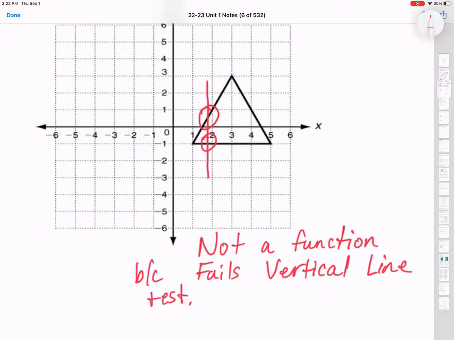Now, what I would love for you to do is pause the video and ask yourself, why does the vertical line test work? What's the whole idea behind it succeeding or failing if it only crosses once? So go ahead, pause the video, think about that for a moment, and then we'll try the other graphs too.